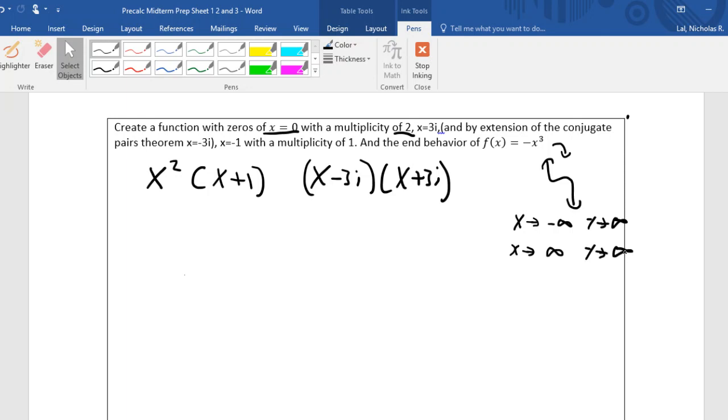Another thing we know is that the reason why we know this is because this is a polynomial. This is the end behavior of a polynomial with a negative leading coefficient and an odd degree. So we have a negative leading coefficient and an odd degree.